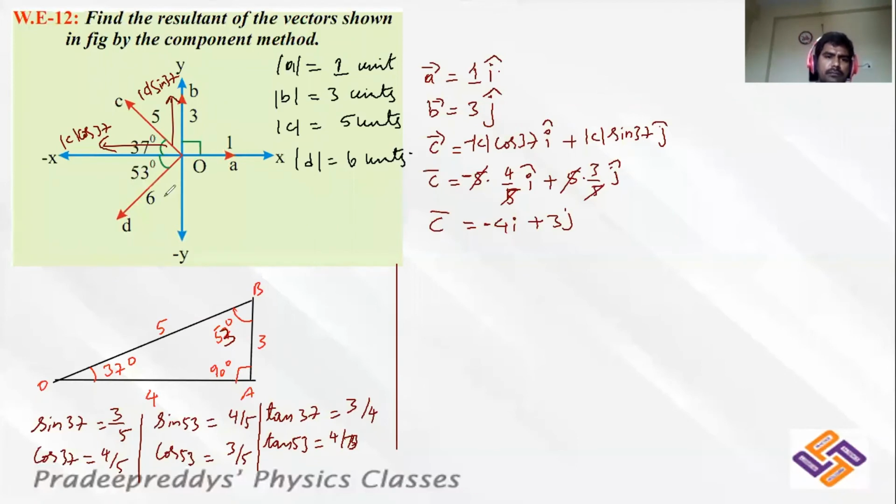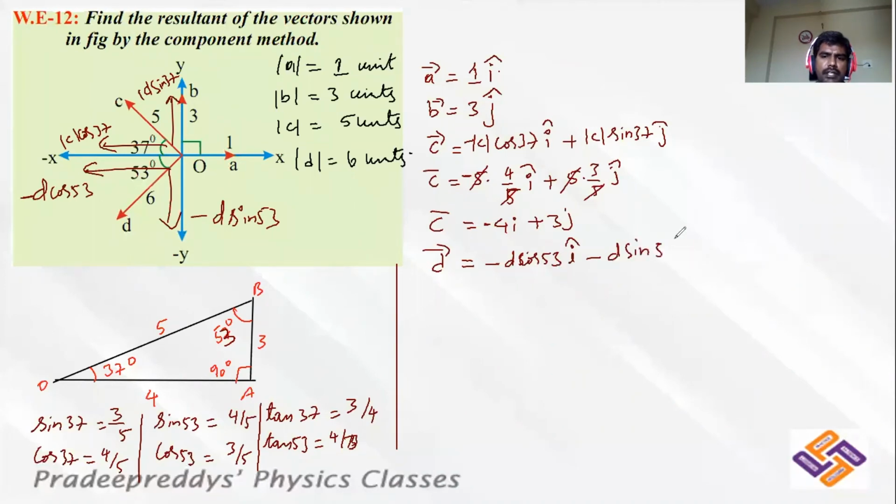Now come to D bar. D bar, I can write it as x component and y component. X component is d cos 53, as it is along the negative x-axis, minus. Similarly, this is downward, so it can be written as minus d sine 53. So D bar can be written as minus d cos 53 i cap minus d sine 53 j cap.